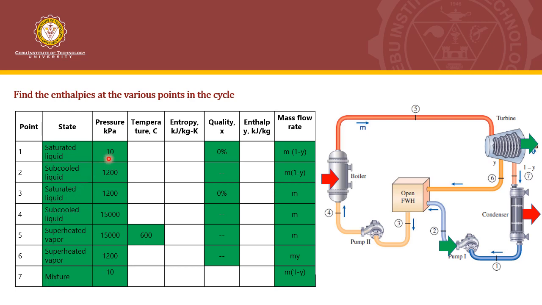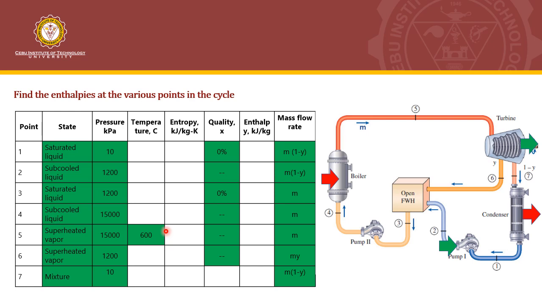So based also on the TS diagram, point 1 and point 10 is a constant pressure line. That's why they have the same pressure. Also point 2, 3, and point 6 is a constant pressure line because they are connected to the same component, which is the open feed water heater at 1,200 kilopascal. Point 4 and 5 is the boiler pressure, which is 15,000 kilopascal. We're also given the temperature at the inlet of the turbine, which is 600 degrees Celsius.